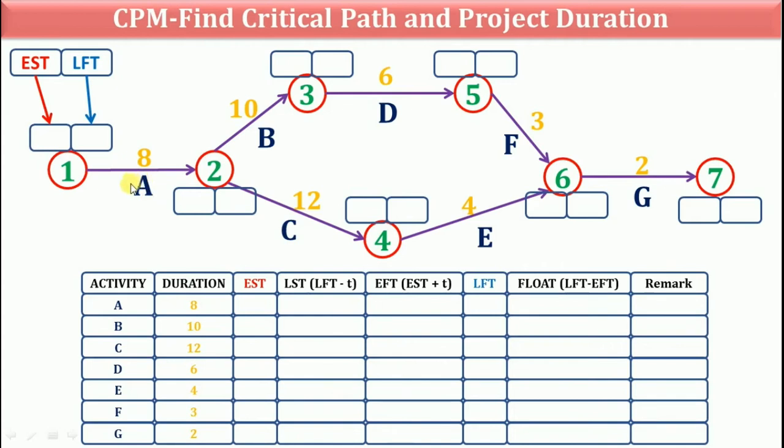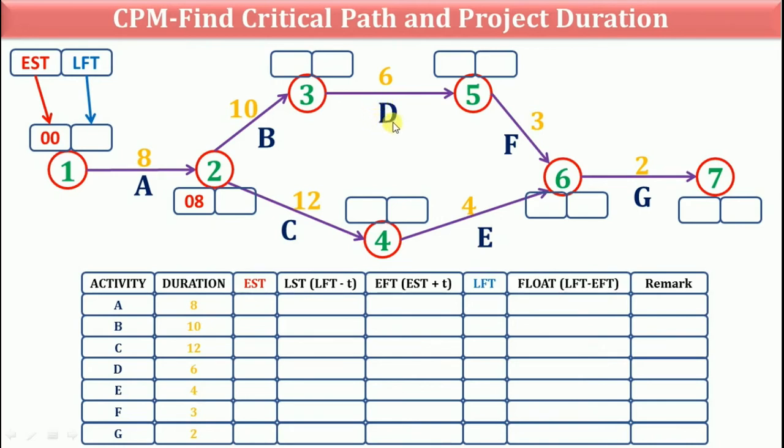So earliest start time of activity A will be 0. Now earliest possible start time of activity B will be 8 days, because activity B cannot be started unless and until activity A is completed, and activity A takes 8 days to complete. So earliest start time for activity B as well as activity C will be 8 days, and we will write it here. So earliest start time of activity B and activity C is 8.